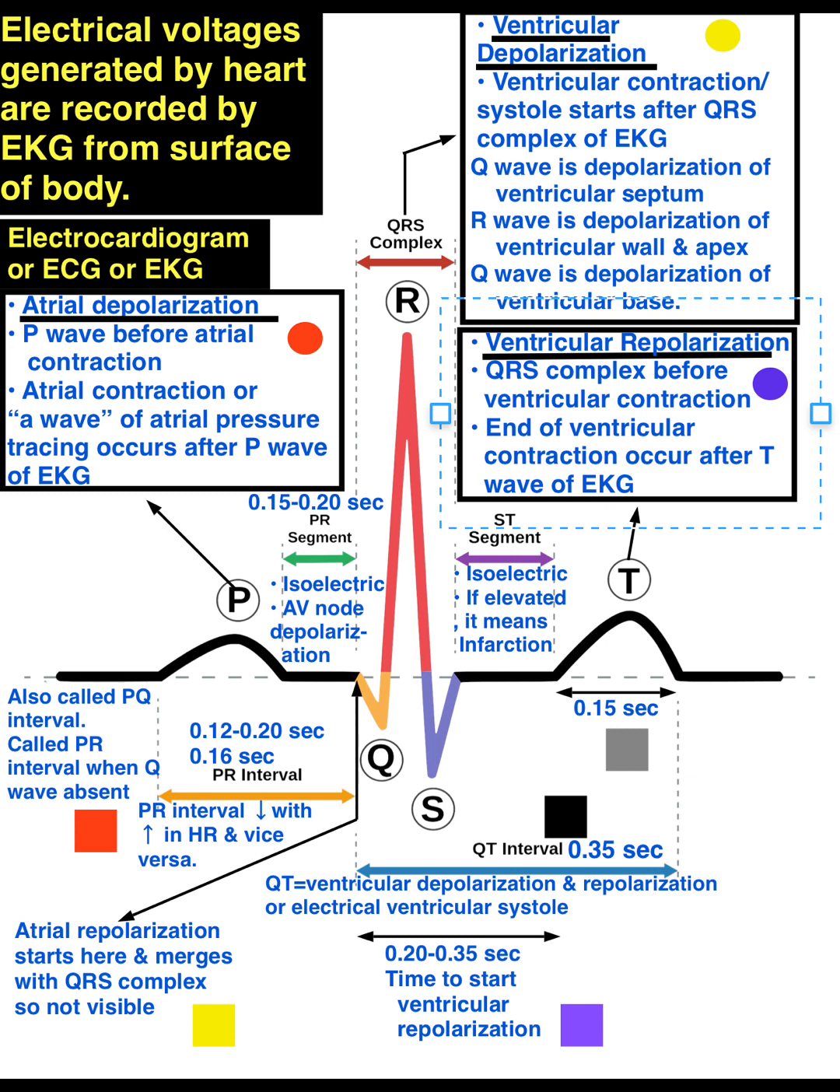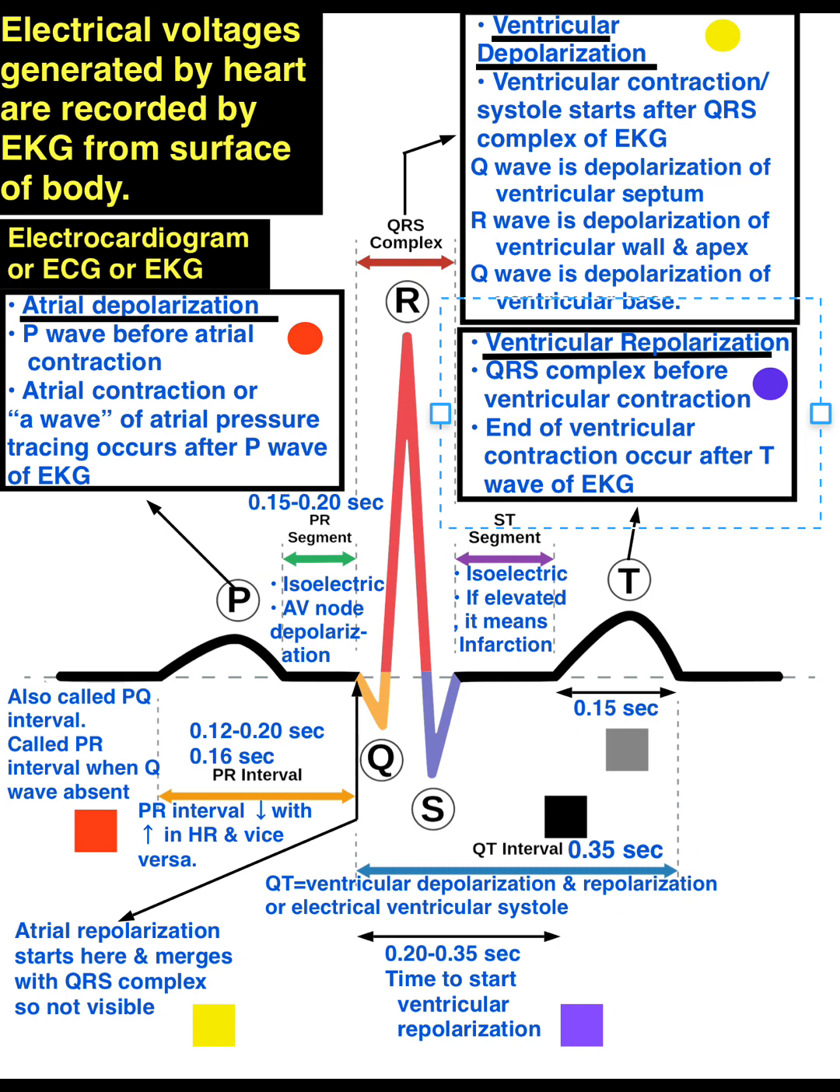Some wave complexes of EKG do not have Q wave. In this situation, PR interval starts with onset of P wave and ends at peak of R wave. But if Q wave is present, then this PR interval should technically be called PQ interval. Normal range of the PR interval is 0.12 to 0.20 second, or on average 0.16 second.